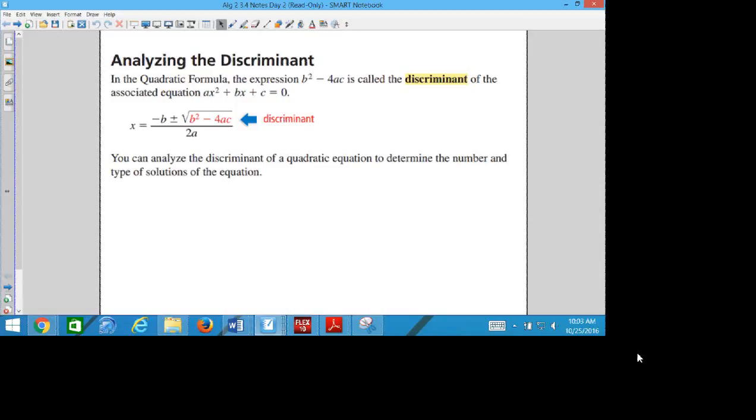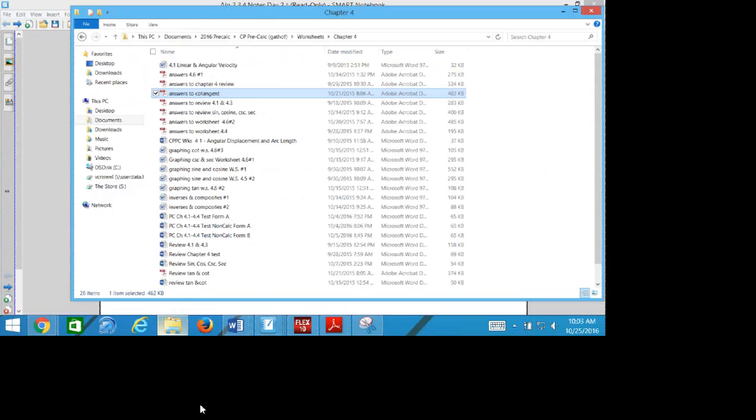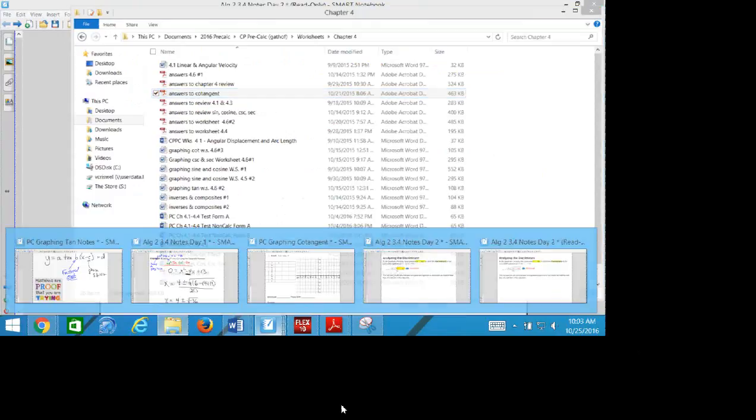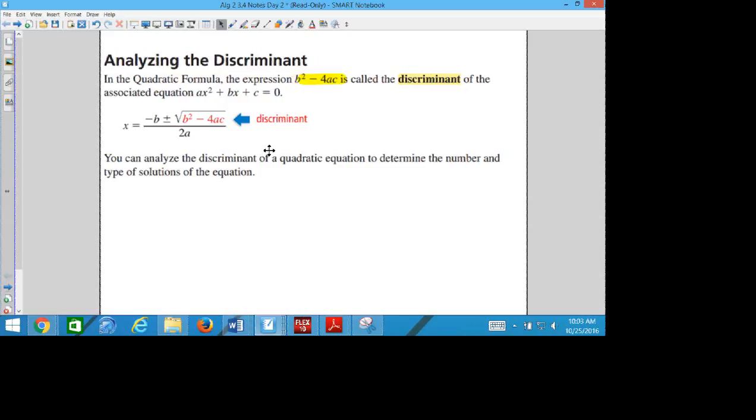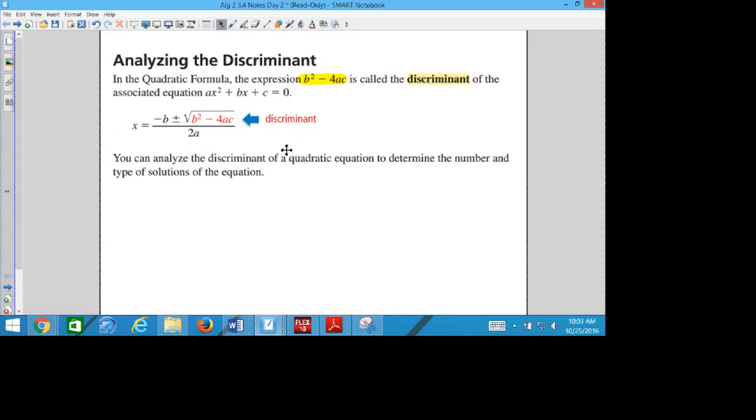Okay, so today we're going to talk about just part of the quadratic formula. The part we're going to talk about is b squared minus 4ac. You will notice where that is located in the quadratic formula. It's what's underneath the radical. B squared minus 4ac is underneath the square root symbol.